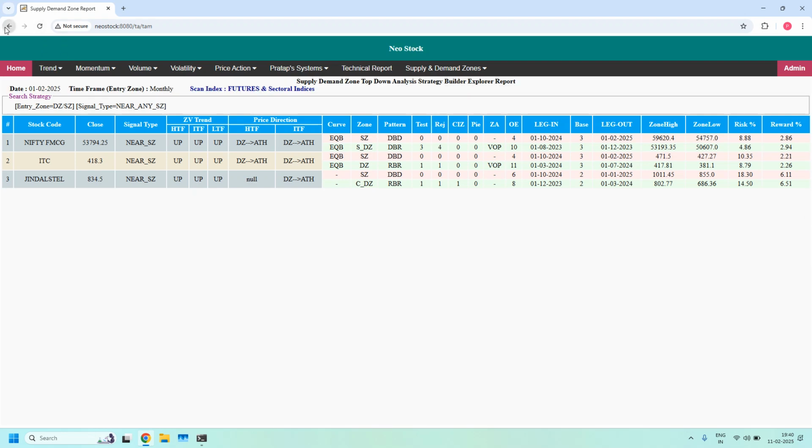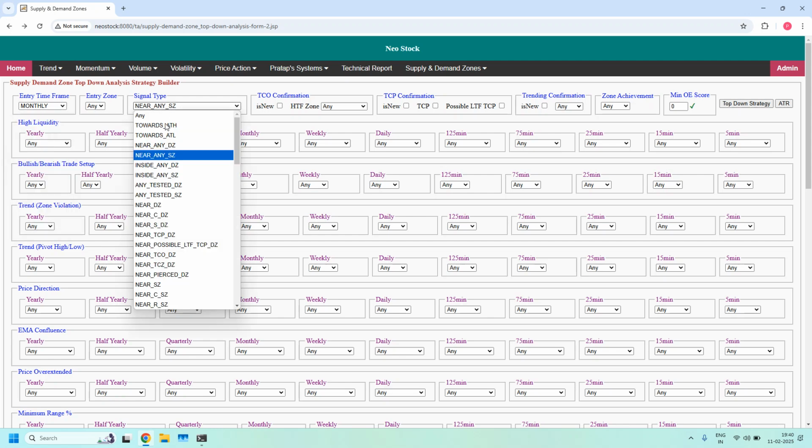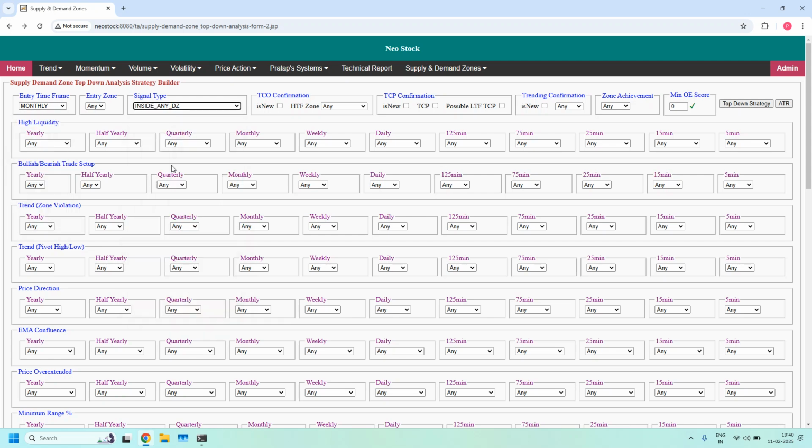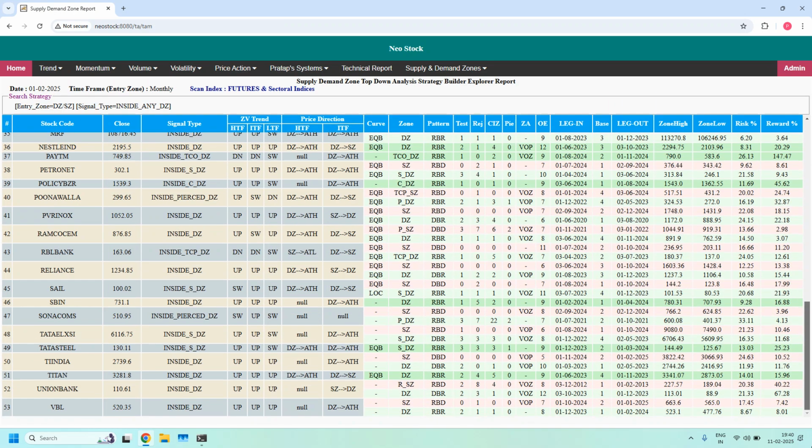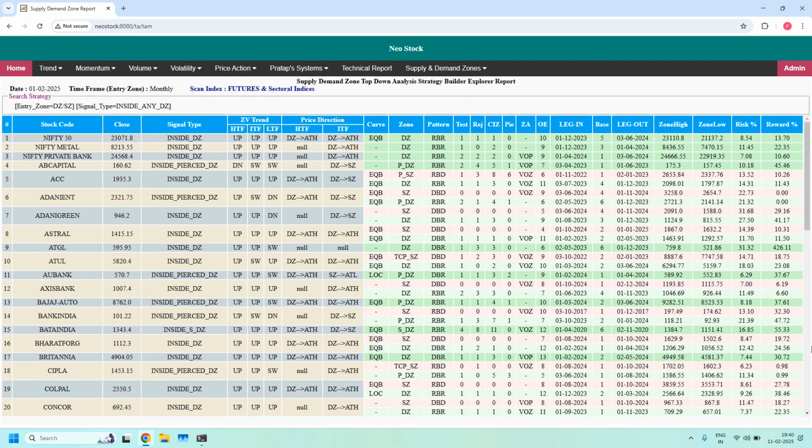Next, monthly time frame, stocks price closed inside the monthly demand zone. We got 53 stocks. First 20 stocks in the list. I am scrolling the list down. Currently, NIFTY is closed inside the monthly demand zone.